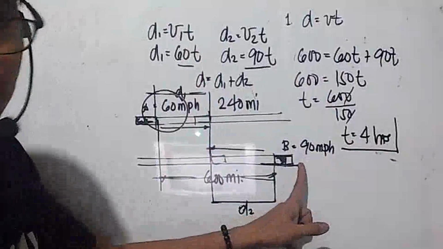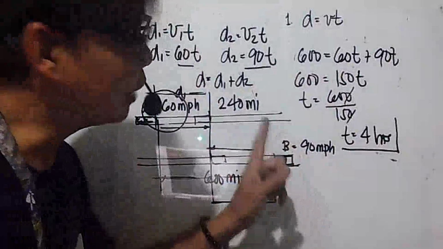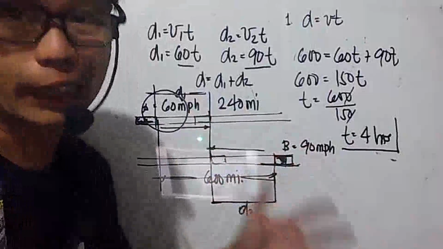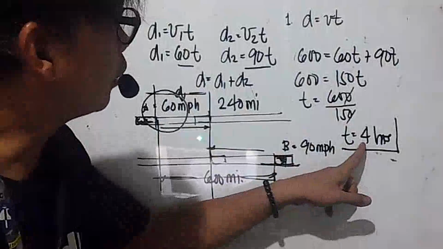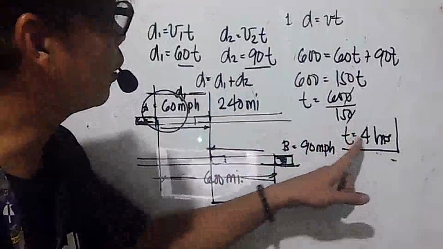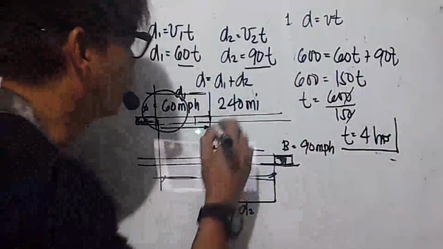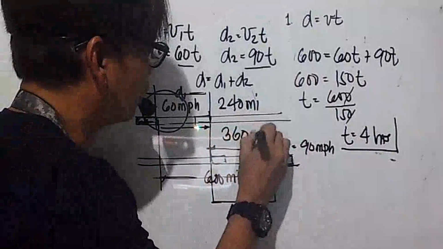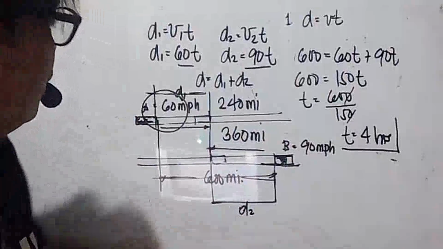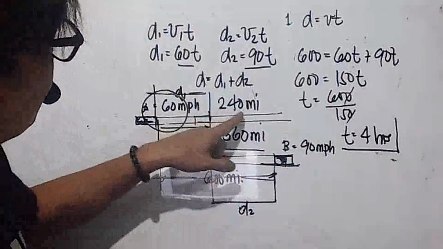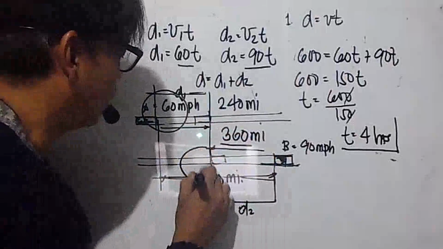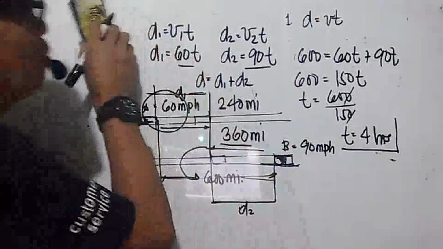Now your B naman. Your B travels at a speed of 90 miles per hour. Okay, so every hour it can travel a distance of 90 miles. So in 4 hours, 4 hours times 90, that is equal to 360 miles. So meaning, yung drawing mamaya, na-travel nito is 240, travel naman niya is 360. So pag pinag-add mo yan, that should be equal to 600 miles. Okay, sandali lang.